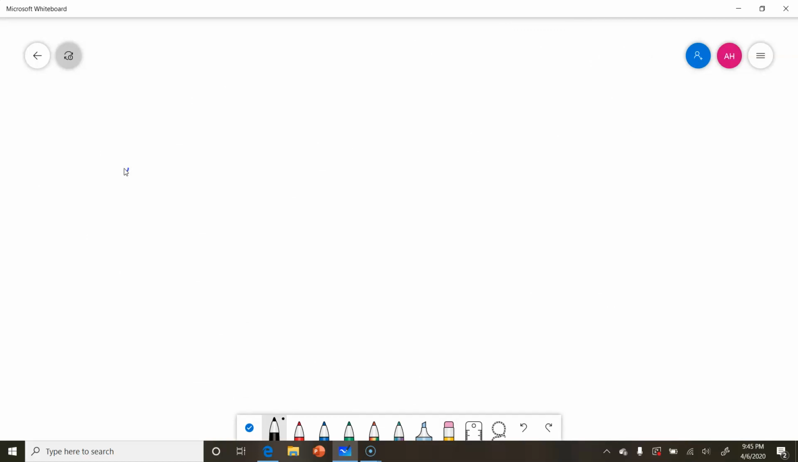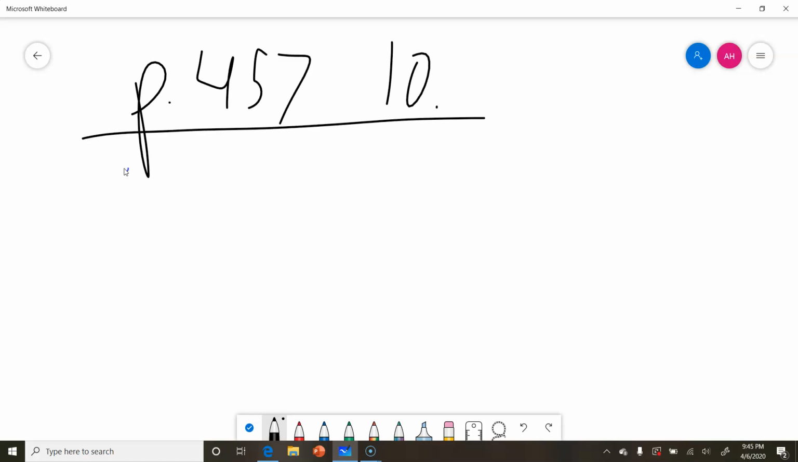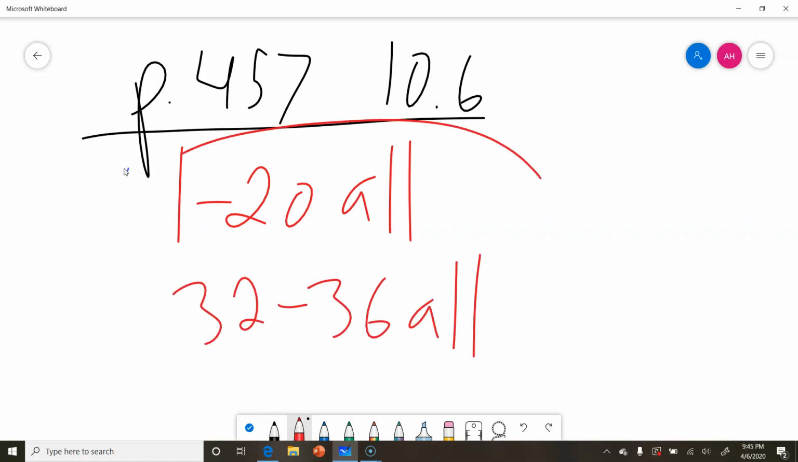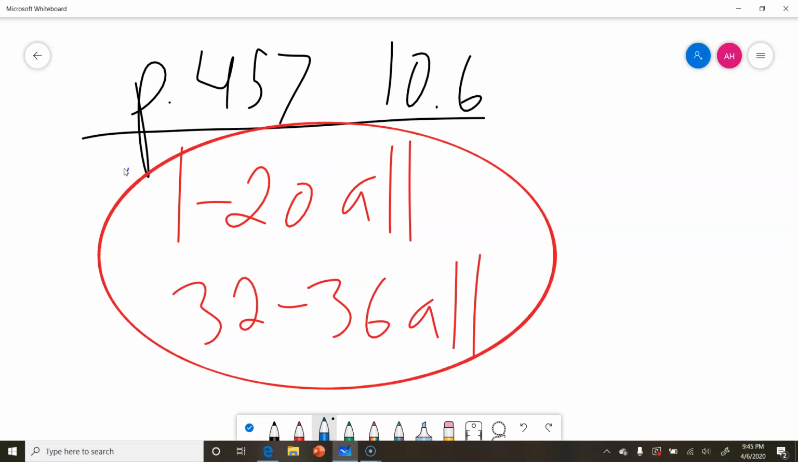So the homework for this lesson is on page 457, and this is 10.6. We are doing numbers 1 through 20 all, and then 32 through 36 all. Okay, so not too many problems. If you have questions, please email me. Please make sure you contact me about that. But that is the homework that is due on Wednesday.